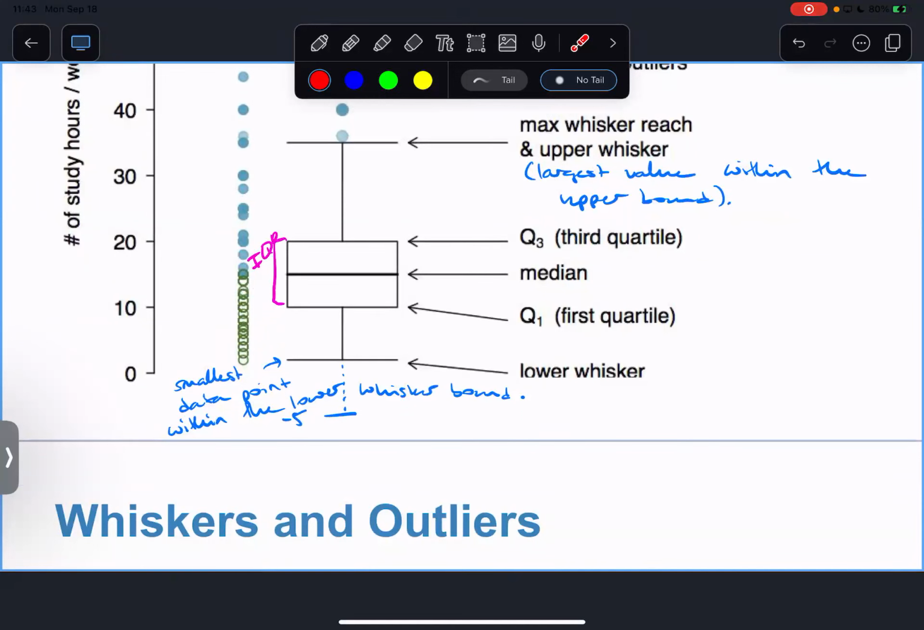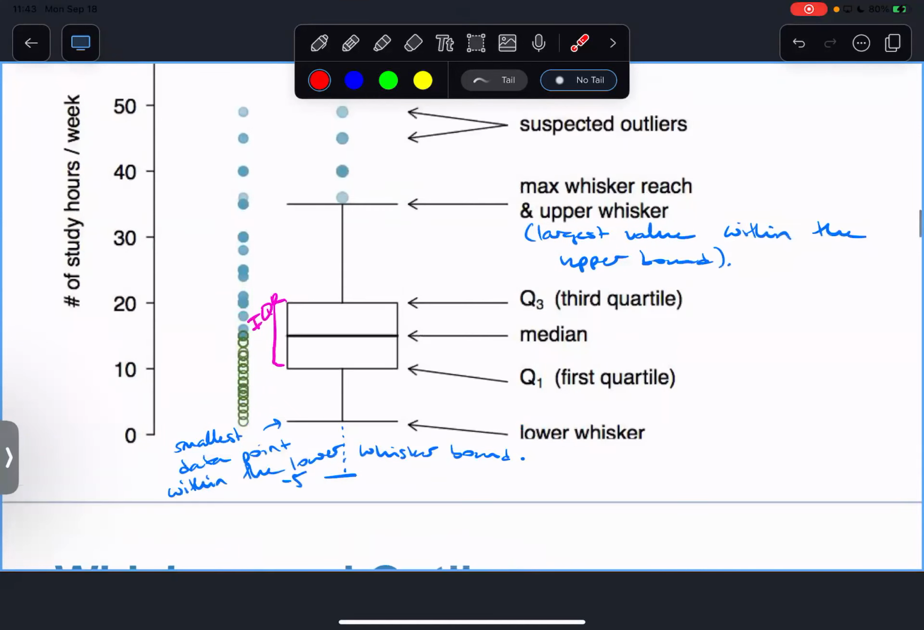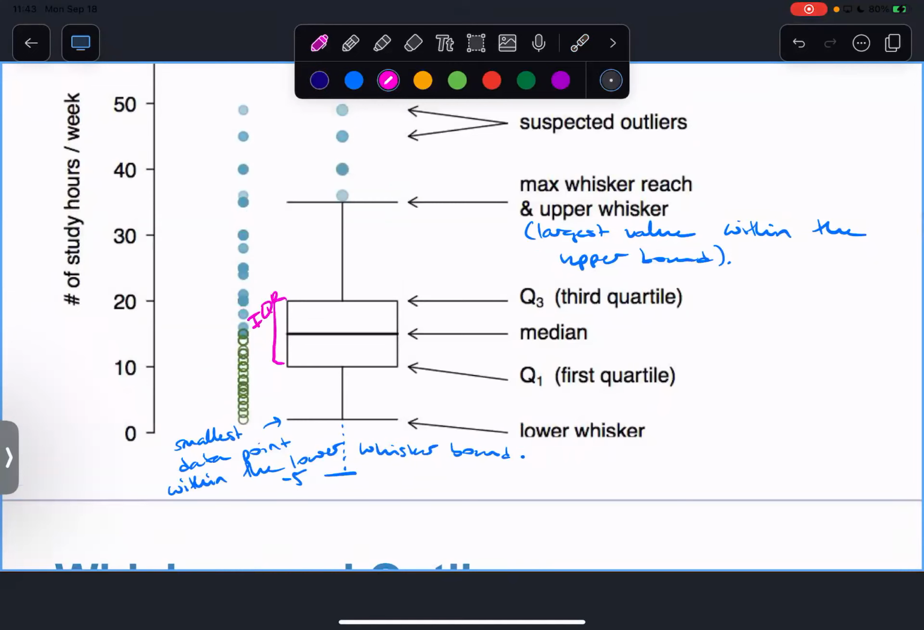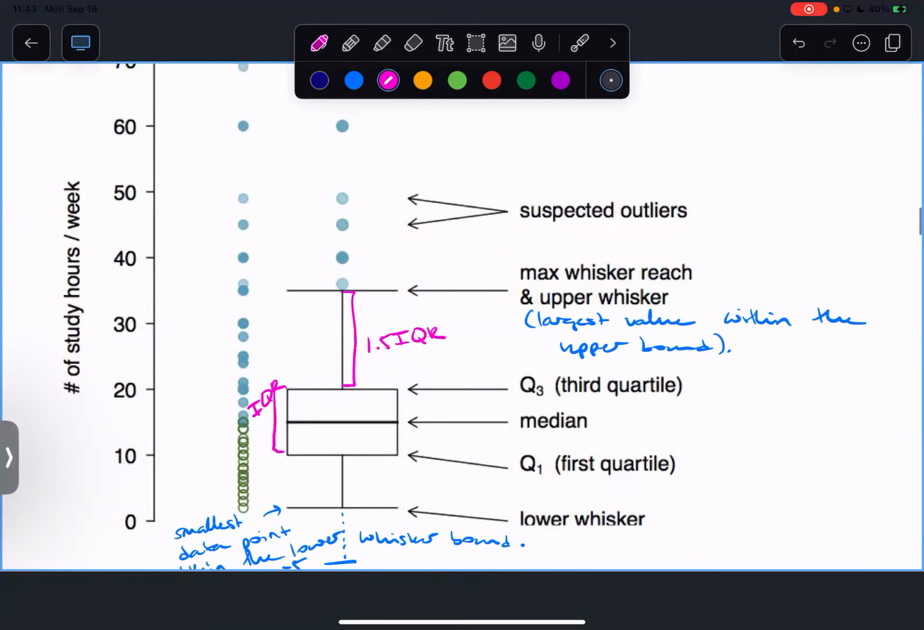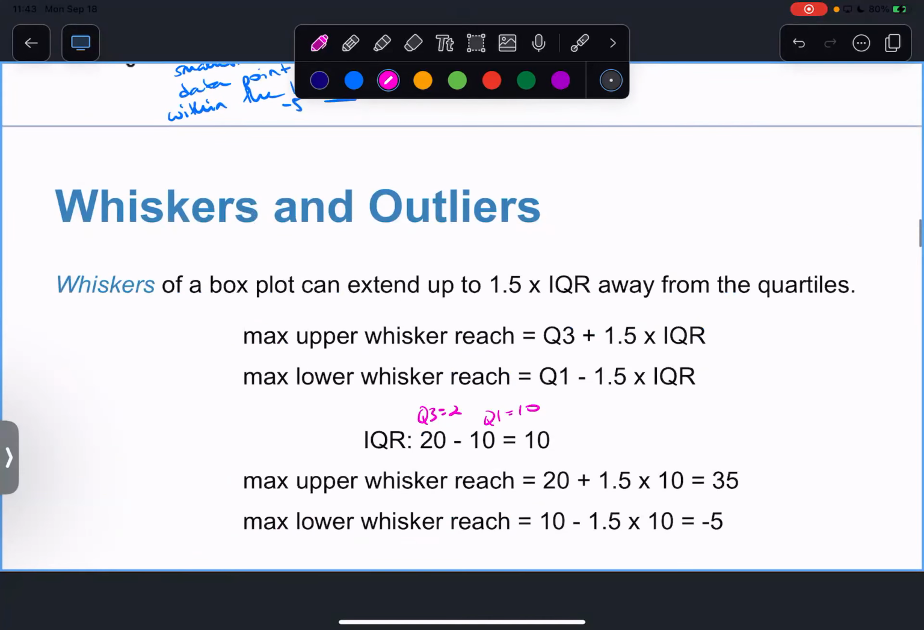How are those suspected outliers up top determined? So it's if they are more than 1.5 times the interquartile range away from the third quartile in this case, because they're on the top, then we consider them outliers. So we're allowed to have data points beyond then, but how we indicate that they're really far away from the rest of the data is by using that calculation. The 1.5 IQR rule is often how I refer to it.